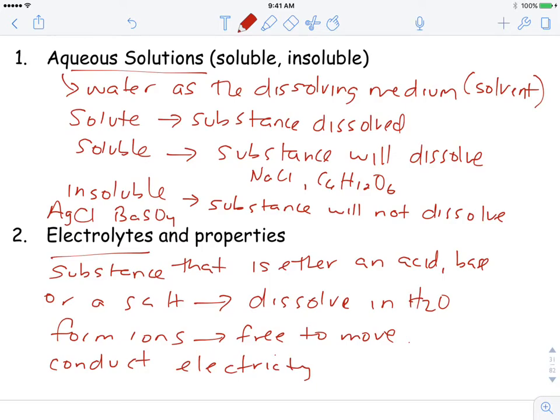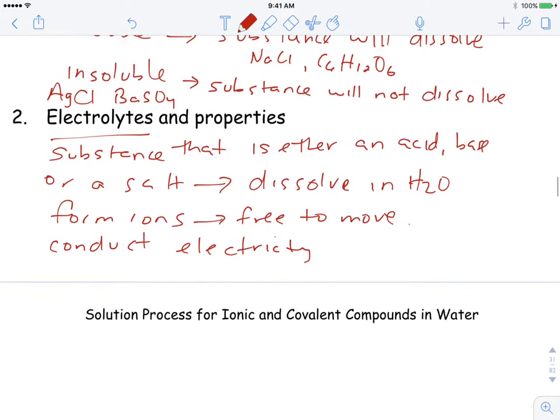And so we'll talk on the next page about the difference between what it means to be ionic versus molecular. How do you know when you are an electrolyte versus not an electrolyte? So let's do that right now.